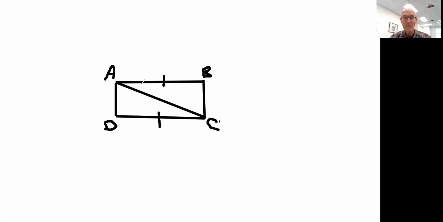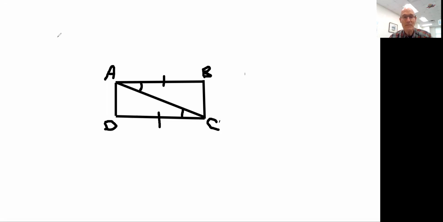Now, I'm going to give you that AB is congruent to CD, and that angle BAC, which is right here, is congruent to angle DCA. If you'll notice, I have a side and an angle. The thing you'll always be looking for in these proof situations is right down the middle here: I have AC equal to AC.